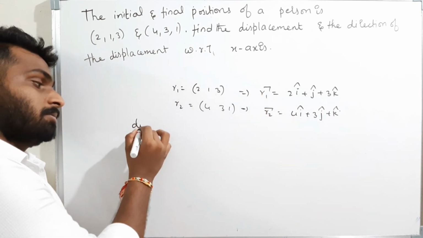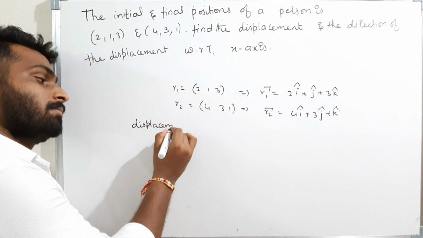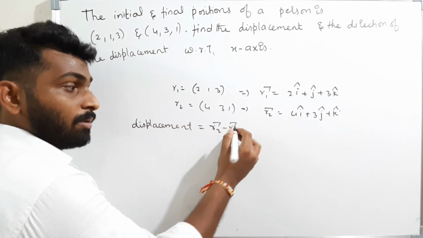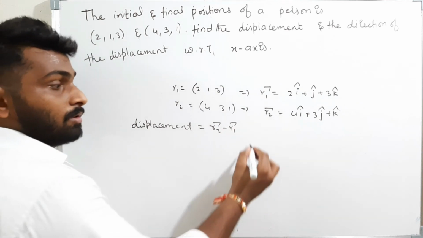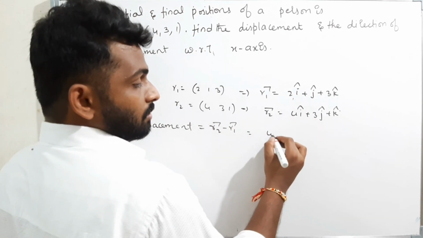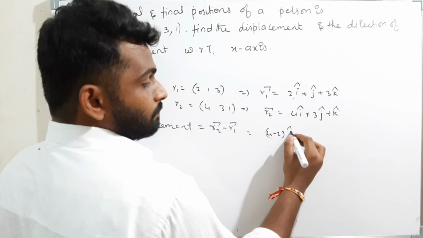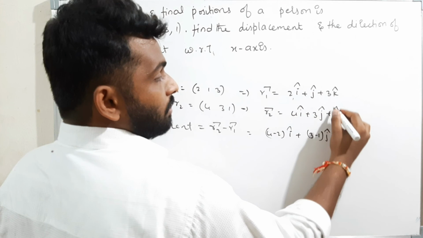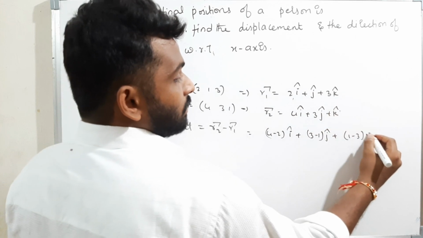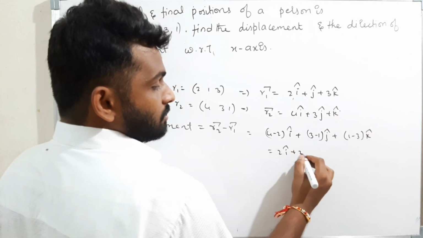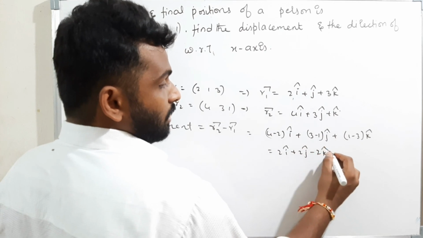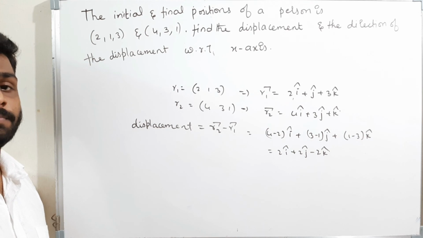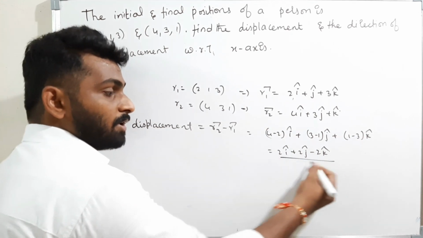Now what is the displacement? Displacement is simply R2 bar minus R1 bar, the final position minus the initial position. Therefore, (4 minus 2) I cap plus (3 minus 1) J cap plus (1 minus 3) K cap. Therefore, 2I cap plus 2J cap minus 2K cap. This is the displacement vector.